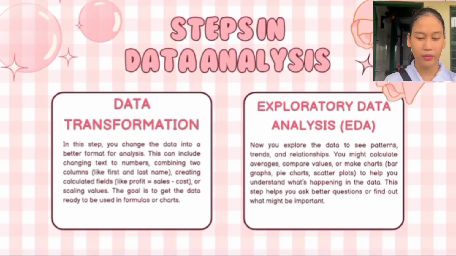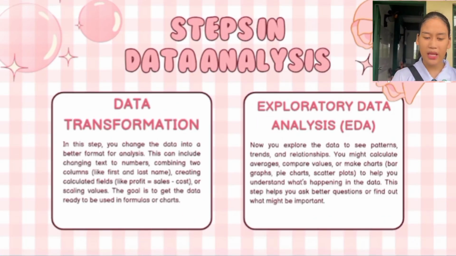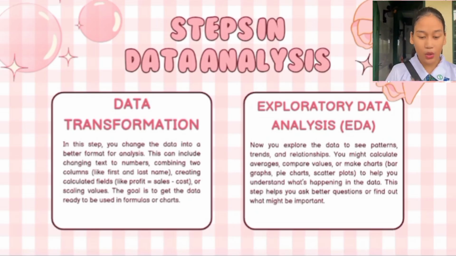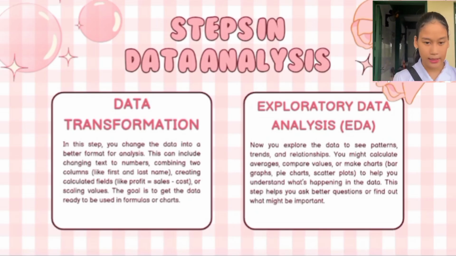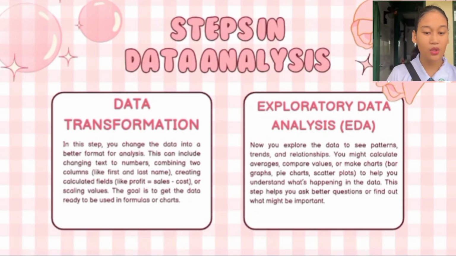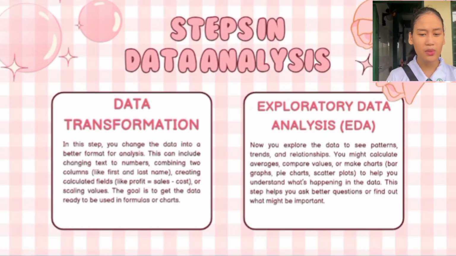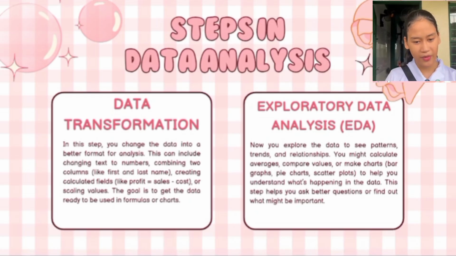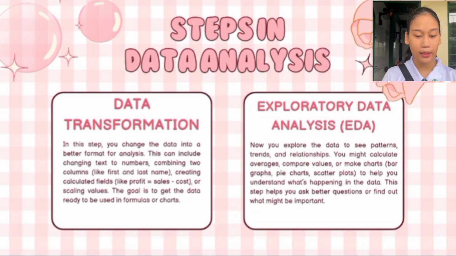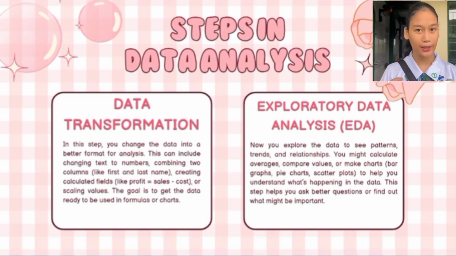Another type of data analysis is data transformation. In this step, you change the data into a better format for analysis. This can include changing text to numbers, combining two columns like first and last name, creating calculated fields like profit, sales, cost, or scaling values. The goal is to get the data ready to be used in formulas or charts.